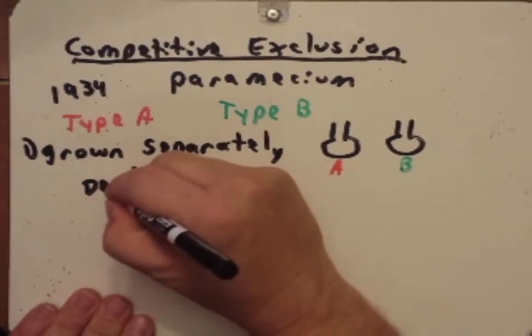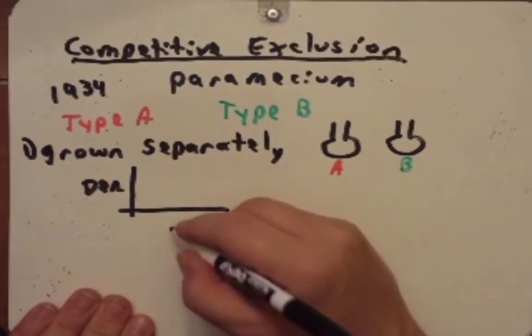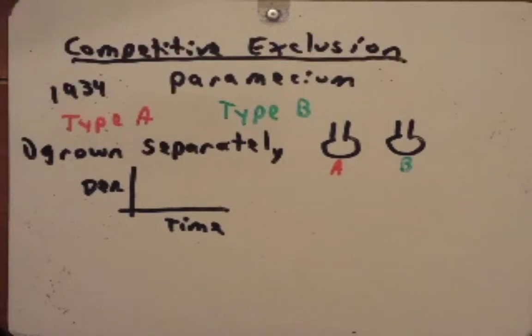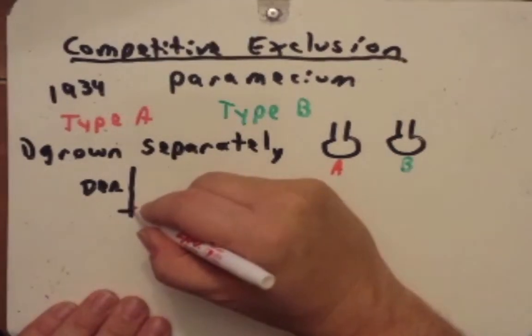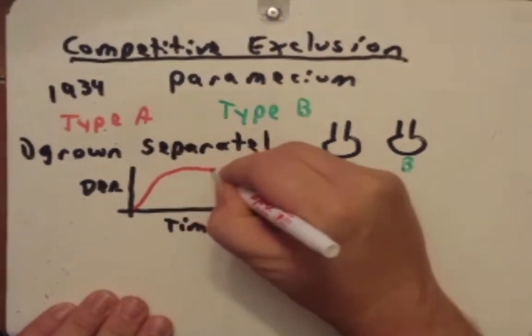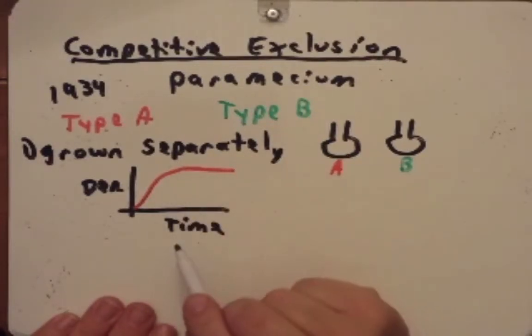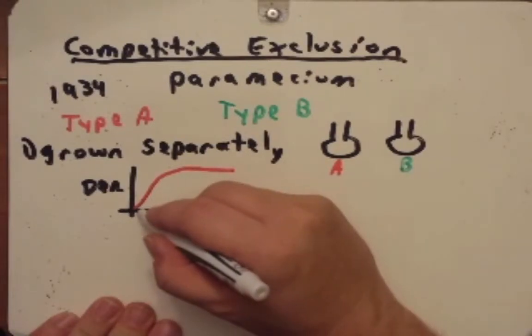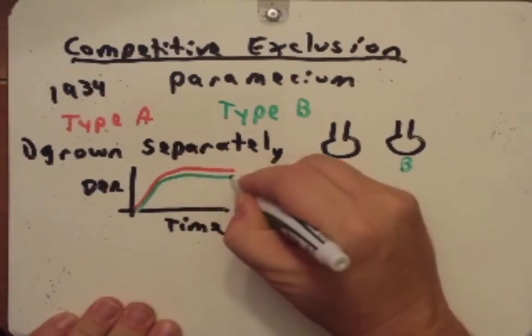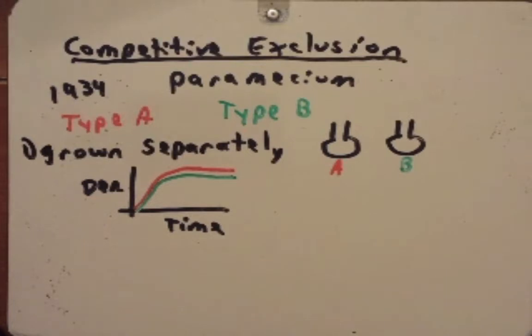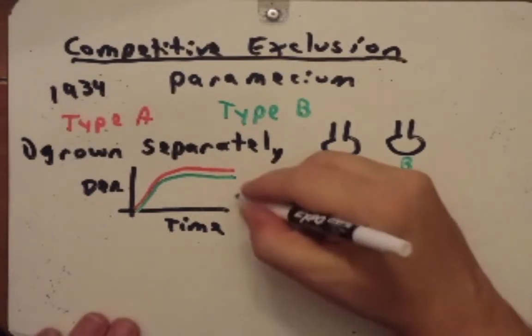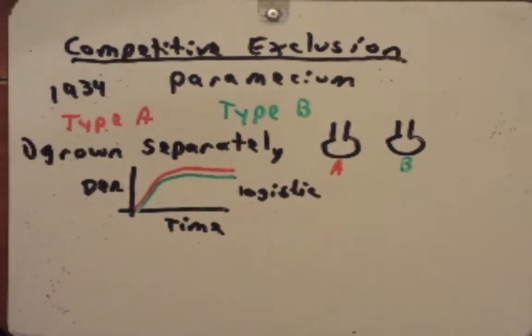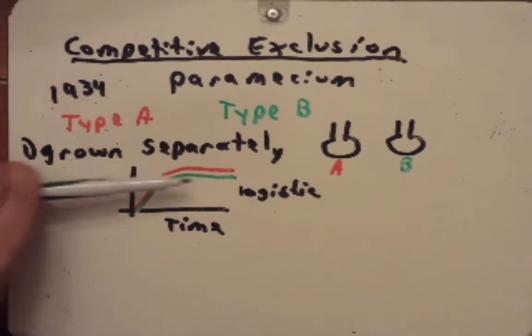we'll draw this little graph. On this side is density, and on the bottom here is time. And when grown together, type A would grow something like this. Think about what kind of curve this is, as kind of a review from our population ecology, and I'll tell you in a minute. And type B also grew in a very similar way. They were both able to survive, and remember, this is a logistic curve. Each of these organisms was able to grow until it reached the carrying capacity, and then it leveled out.